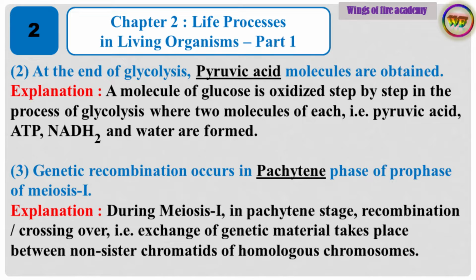Sub-question 3. Genetic recombination occurs in the pachytene phase of prophase of meiosis 1. Explanation. During meiosis 1, in the pachytene stage, recombination or crossing over, in other words exchange of genetic material, takes place between non-sister chromatids of homologous chromosomes.